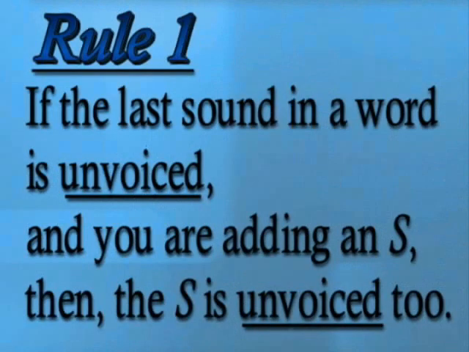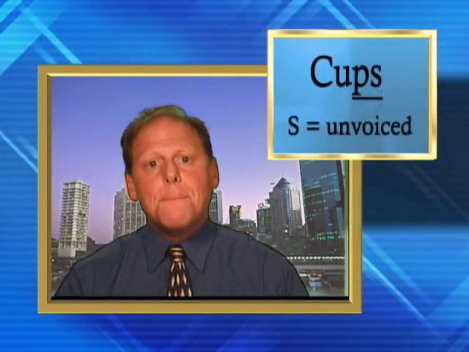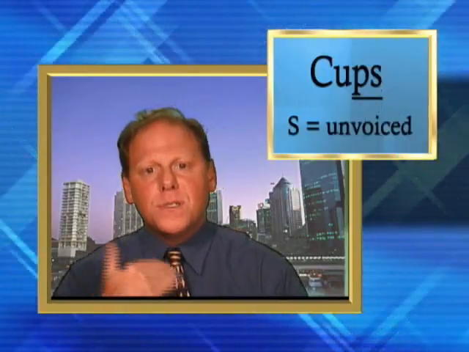This first rule is easy, and this one I know you probably do already. Rule number 1. If the last sound in a word is unvoiced and you're adding an S, well then the S remains unvoiced too. Let me explain that. Take the word cup. It ends with an unvoiced P. Well then if you add an S to the word cup to make it plural, the S you add also remains unvoiced. So, for example, you have 1 cup or 2 cups.